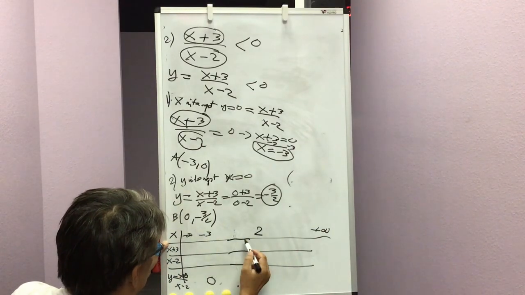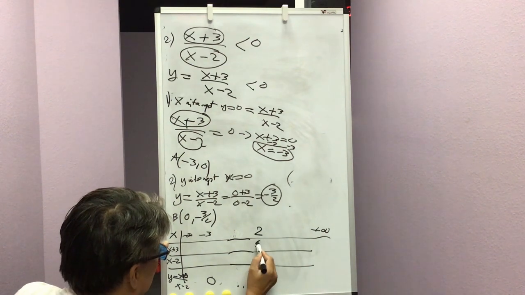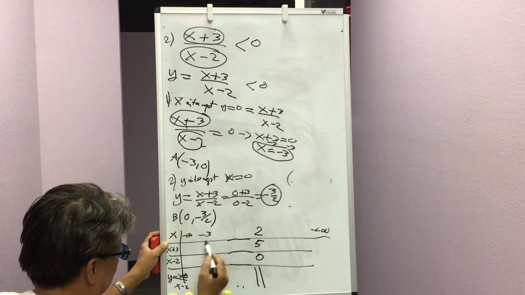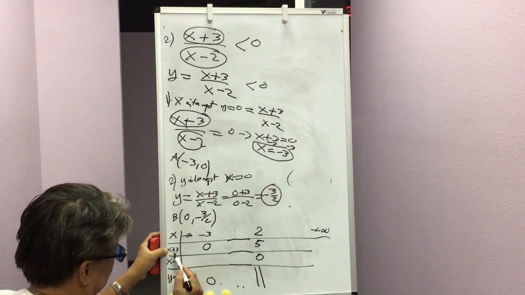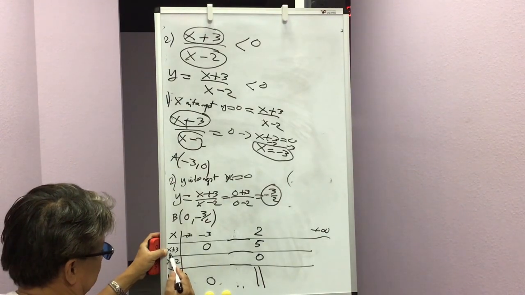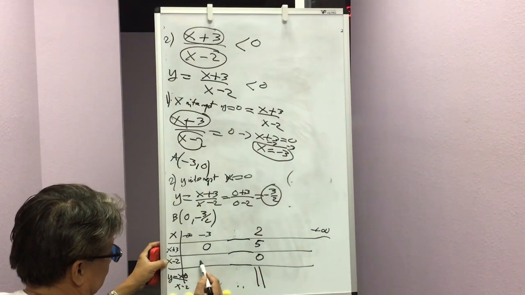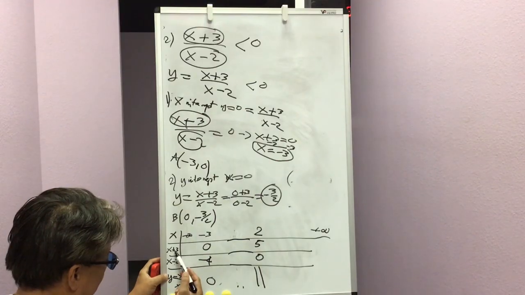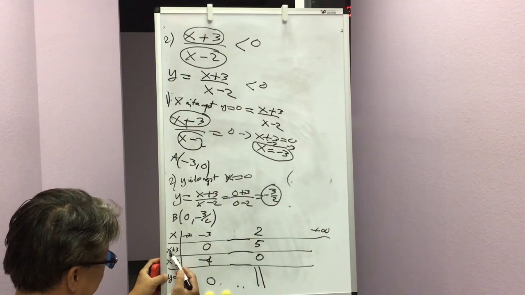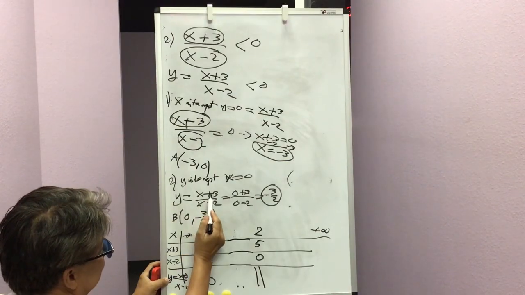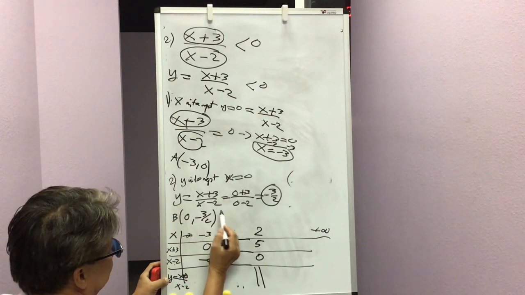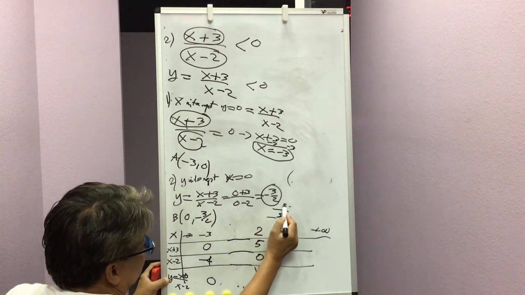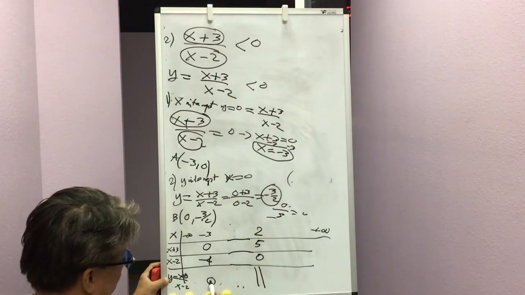When x equals 2, it is undefined. And when x equals negative 3, plug in here, negative 3 plus 3 equals 0, and this one, x minus 2, is negative 5. Then when you plug in the whole thing, y equals x plus 3 divided by x minus 2. Minus 3 plus 3 is 0, and minus 3 minus 2 is minus 5. So we have minus 5 in the denominator, and 0 divided by minus 5 is 0.